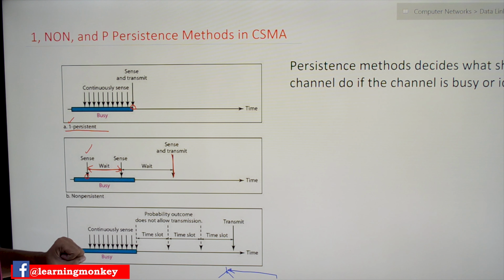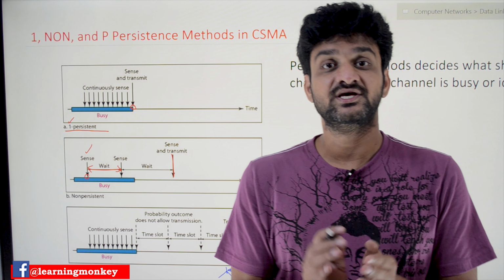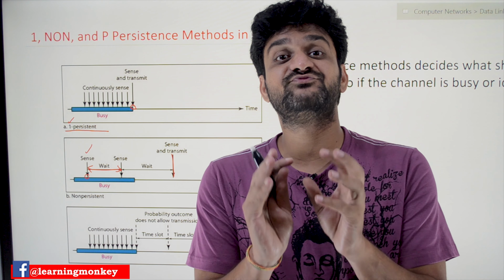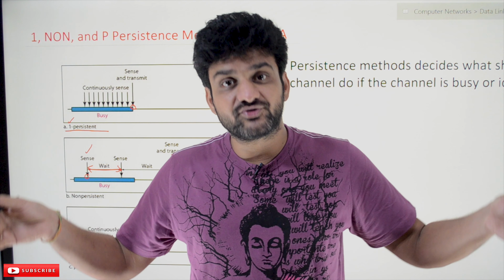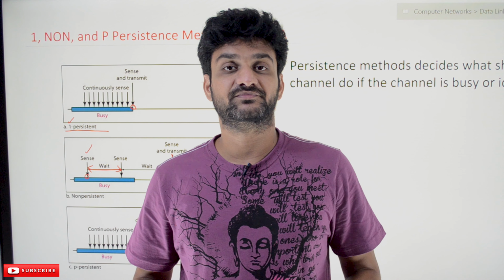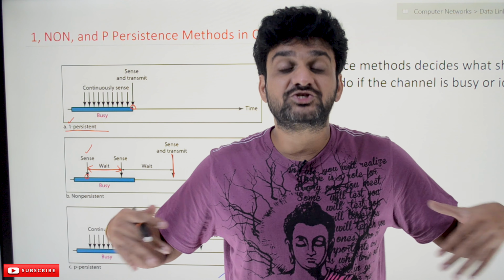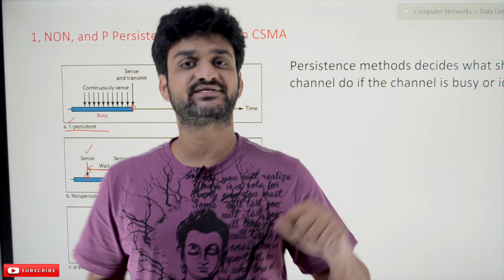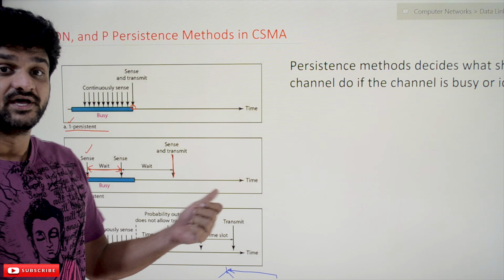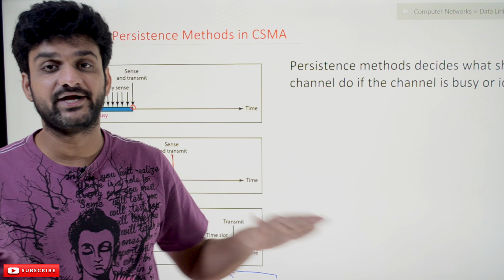What happens with this kind of transmission? Is there any possibility of collisions? The possibility of collisions is very, very less, because each station is going to wait for a random amount of time. As they wait for a random amount of time, the possibility of collision will decrease a lot. But with this technique, the efficiency of channel utilization will reduce.